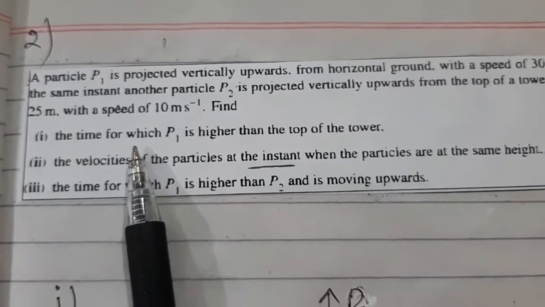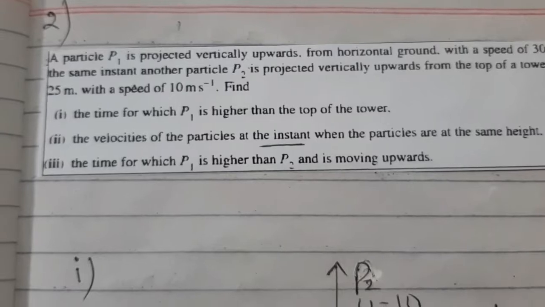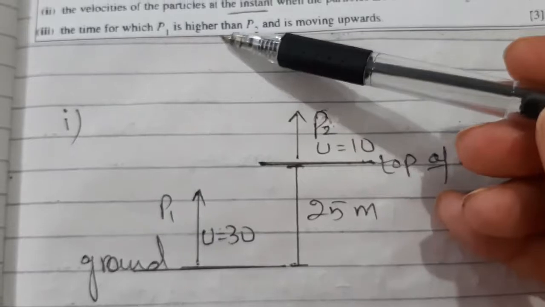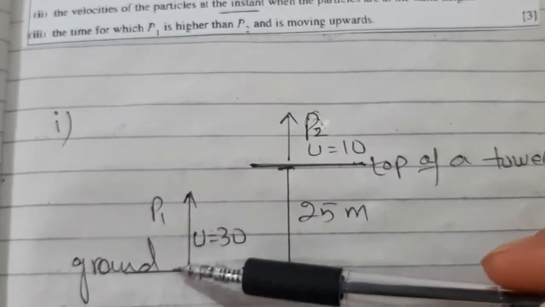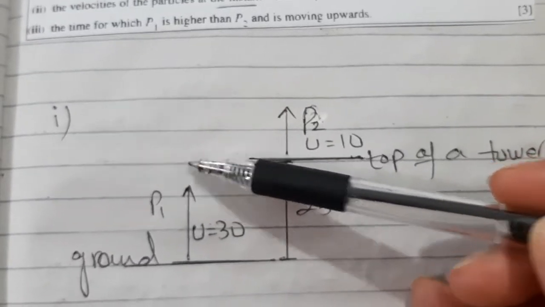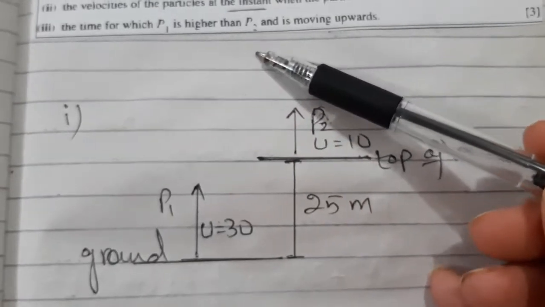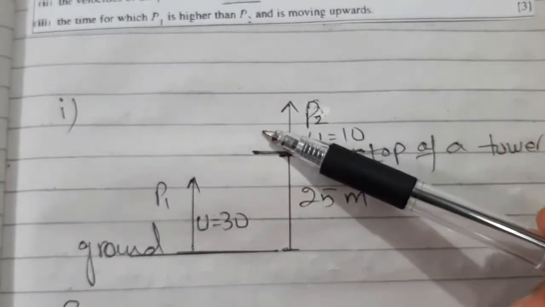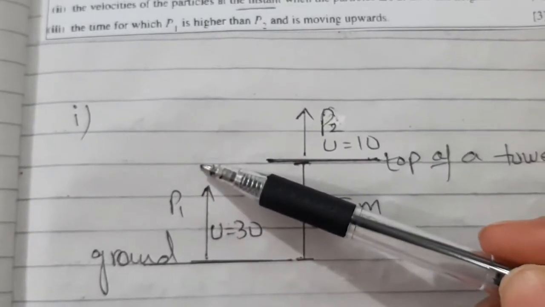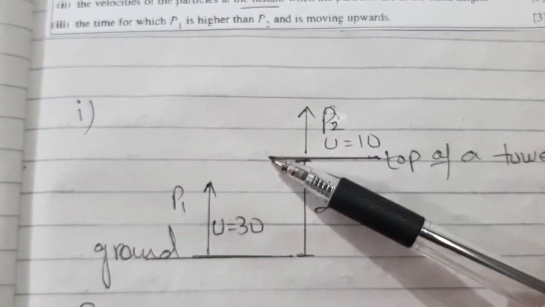Okay, so part 1 is asking for the time for which P1 is higher than the top of the tower. Now we know P1 is going to go up and then it will come back. Once it passes this point going up, it is higher than the tower until it comes back here, and now it is lower. So we will find the time here and the time here. That is the time it is higher than the tower.